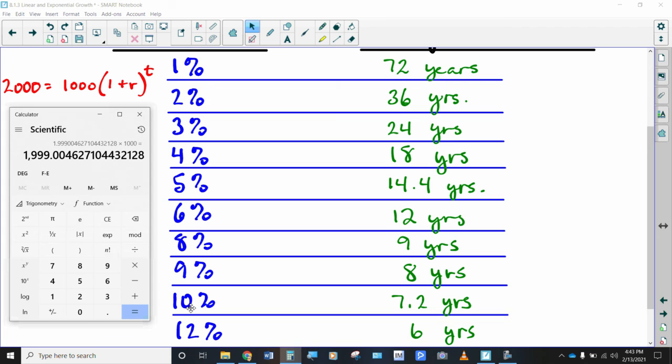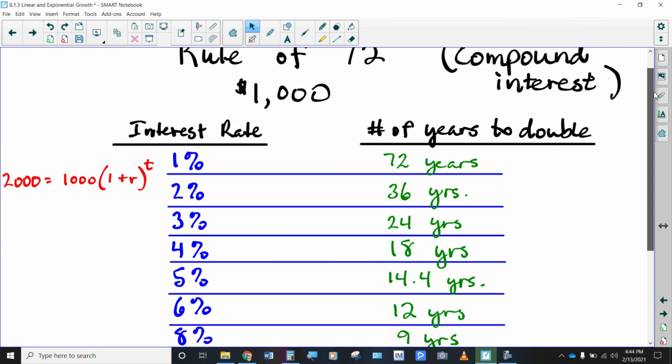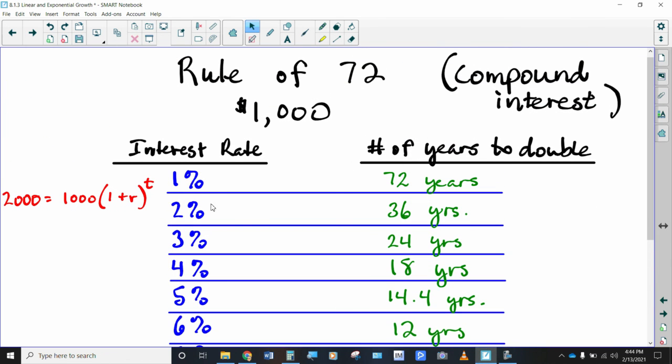Now let's try the 10%, and see if we can do an exponent of 7.2. I don't think I've done this. 1.1, that's 10%, raised to the power of 7.2. Does that get us really close to 2? Yes, it does. Times 1,000. Once again, these are estimates. But a lot of times that's what we're going to do, just do an estimate and then use the calculator to get the exact amount.